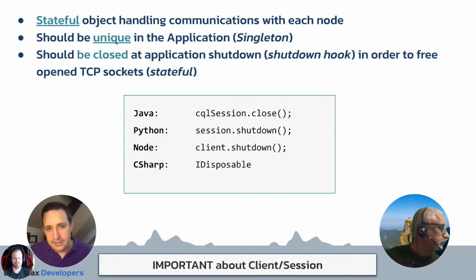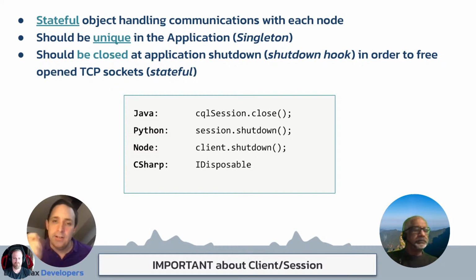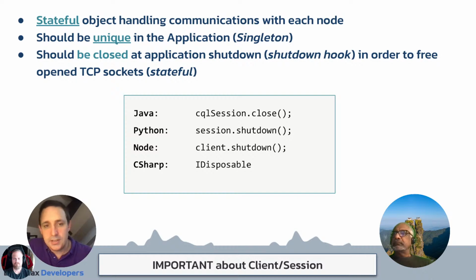So at the end, when you want to shut down your application, you need to also invoke session.close to properly close all these sockets, all these open TCP connections. To do so, we are using the pattern called the shutdown hook. As the name states, when you trigger a shutdown, the hook will notice that a shutdown is happening and will execute some code. And depending on which language you are using, those are different.